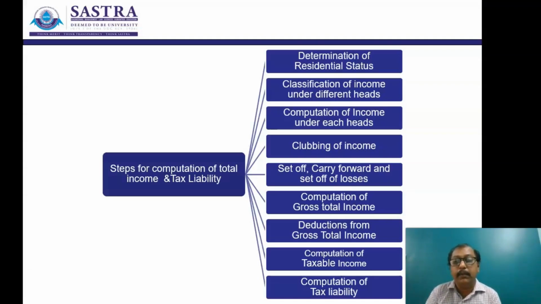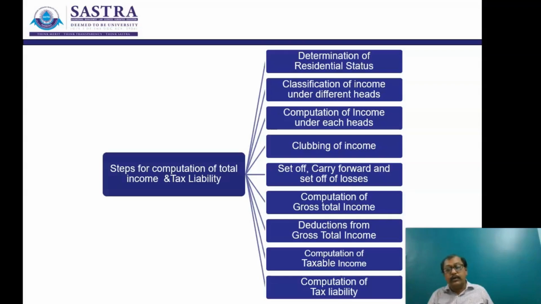The total income of an individual is going to be determined by following these 9 steps. First one, determine the residential status of an individual. Then, depending on that, classify the income under different heads, compute income under each of the heads, and club the income. Suppose you have got any losses, such losses can be carried forward or can be set off against other heads. So setting off and carry forward of losses can also happen.